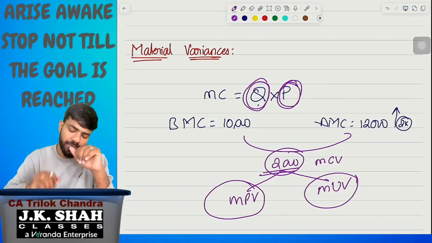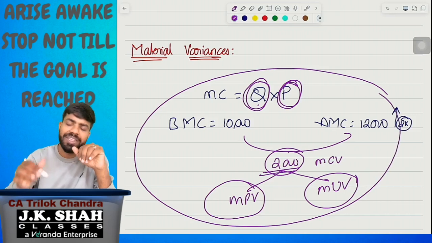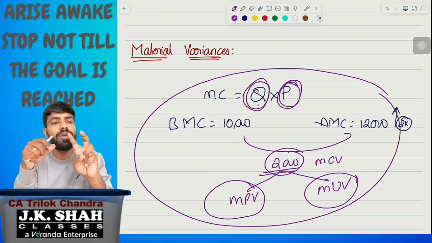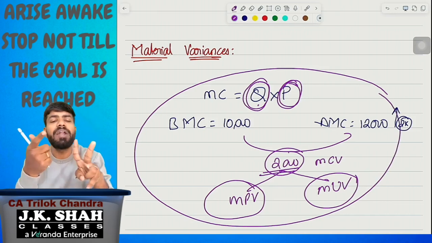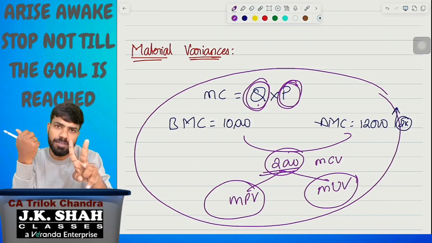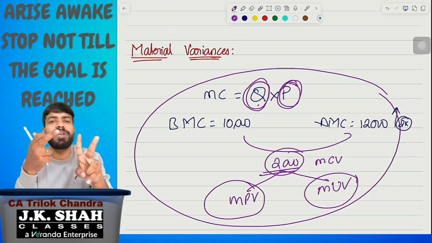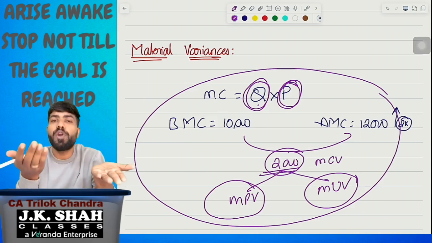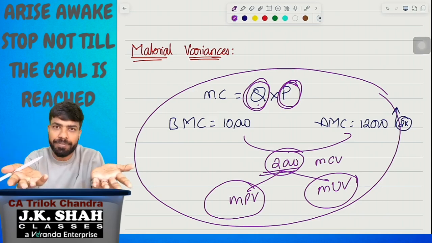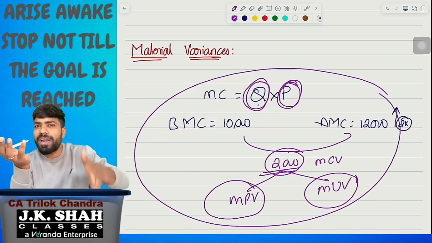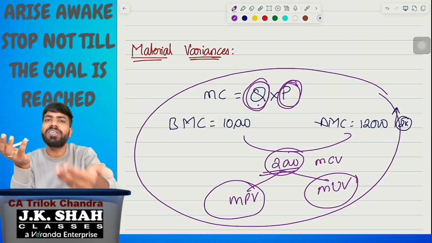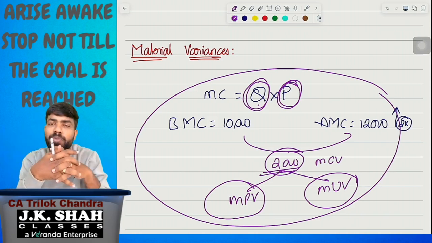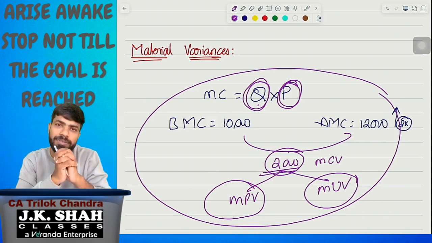All of you? Now, this is about a single material. When there is only a single material, there will be only two reasons: one is quantity and the other is price. But when there are multiple products or multiple raw materials in the company, then apart from quantity and price, there is one more reason called the mix variance.